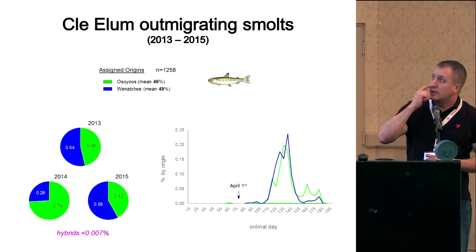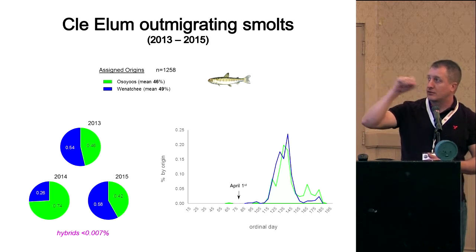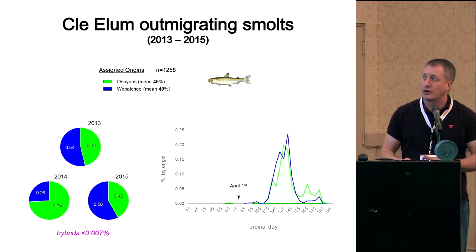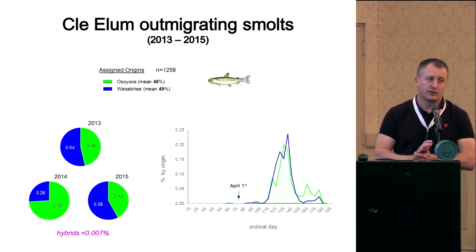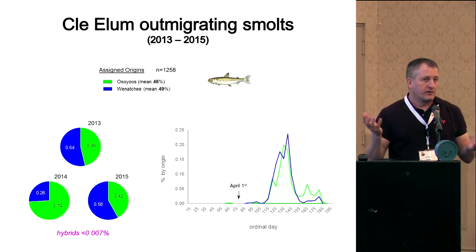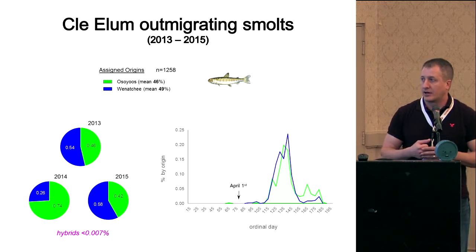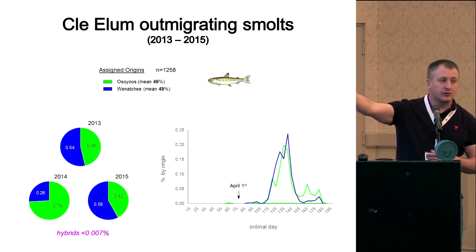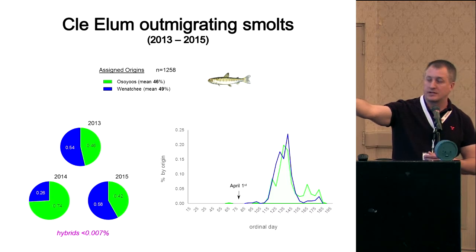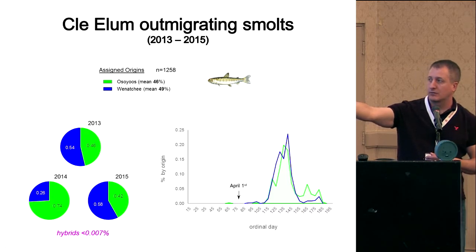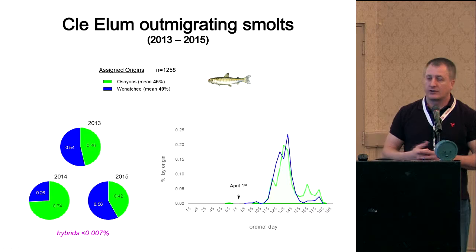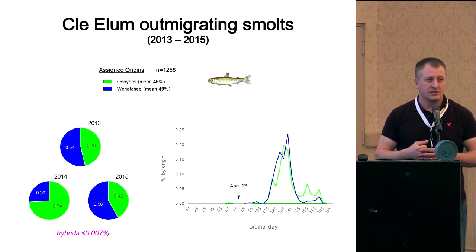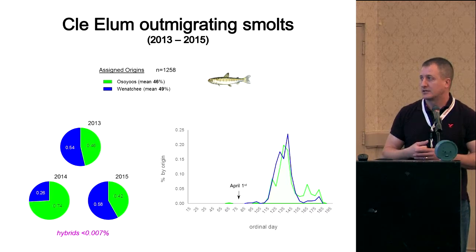So here's what the Wenatchee and Soyuz out-migrants look like. These are the smolts. Over the period 2013 to 2015, about 49% Wenatchee, about 46% Soyuz. So productivity is relatively equal as far as smolt out-migrations from these two stocks that are being outplanted. There's some annual variation. You can see, obviously, 2013 is about 54% Wenatchee, and then that drops down to about 26% in 2014, and then back up to about 58% in 2015. So kind of interesting, the annual variation that's going on in the proportions of these out-migrants.